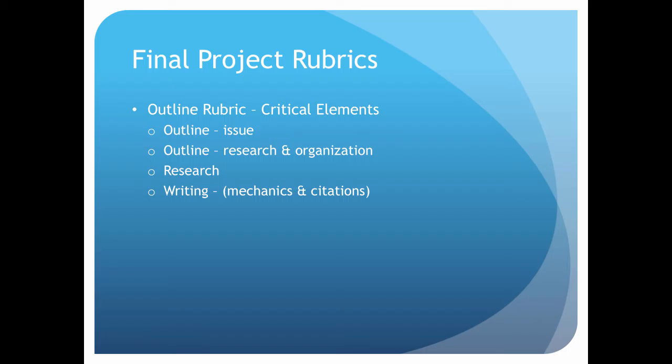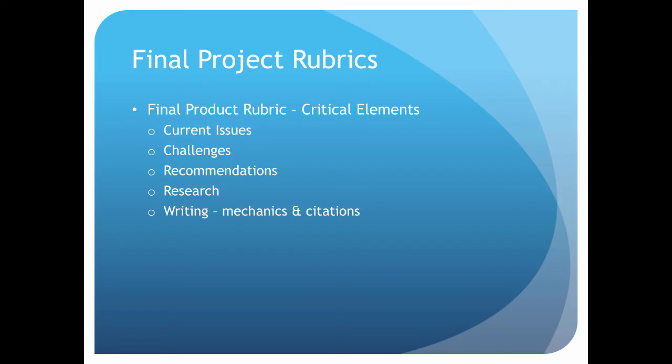The final project outline rubric is an outline of issues, research, and organization, what research you're going to conduct. You can read these things and see. This is just a reminder. The rough draft rubric, the critical elements are that you have to have an outline of the issues, outline of your research, same thing. And then the final project: current issues, challenges, recommendations, research, and writing. So this is a scaffolding, as it's called in academia, or a building block, perhaps like a stairway, if you will. So you start out with the discussion board, you get the concepts down, and you get your topic, and then you move on to your outline, rough draft, and the final paper.